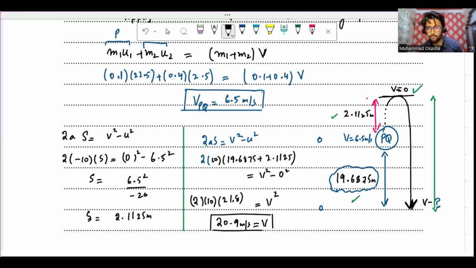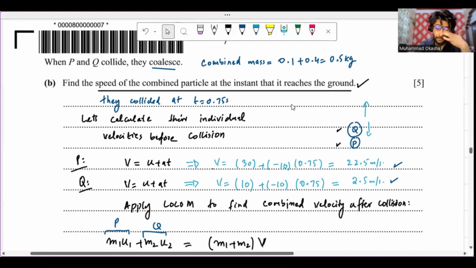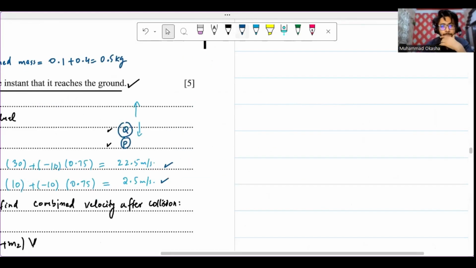20.88, which will almost be equal to 20.9 meters per second. Okay. Now let's take a moment and reflect on what happened here. We had two particles, particle P and particle Q, right?